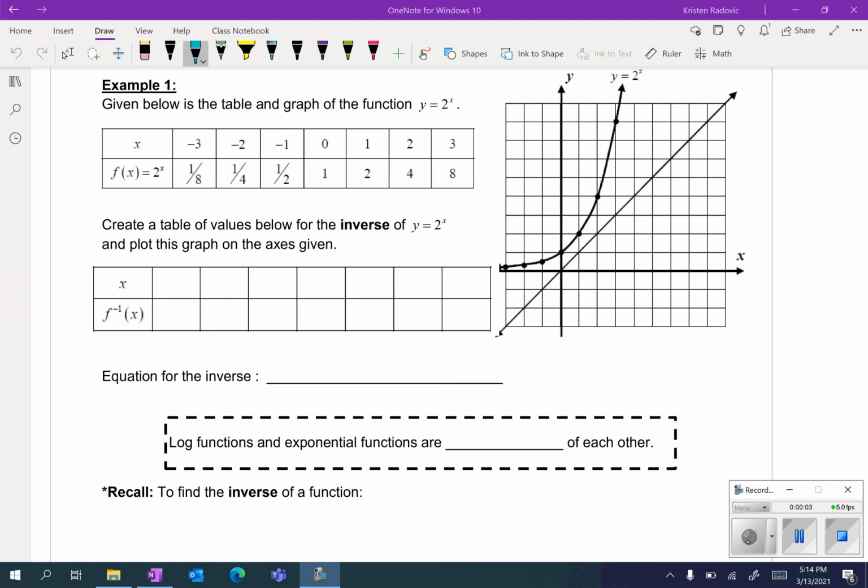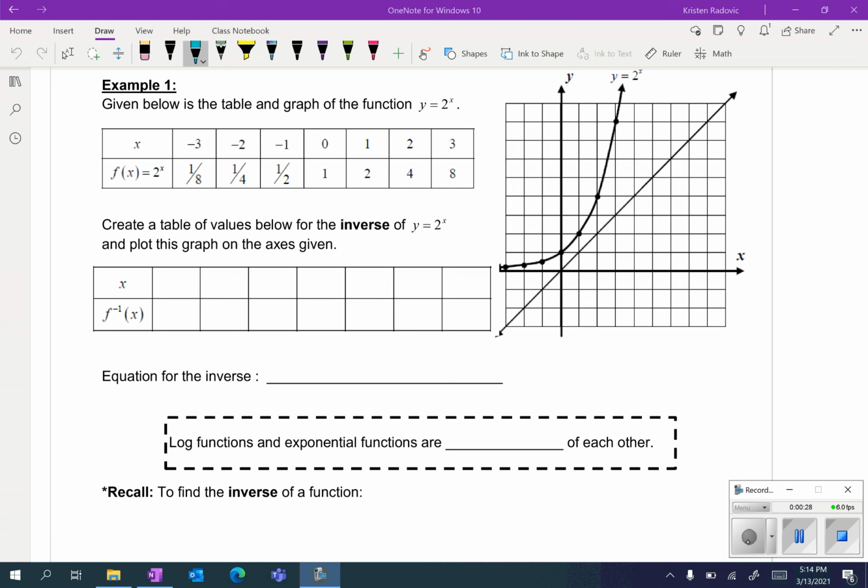Hello, this video is going to introduce you to the graph of logarithms. In the first example, we're given an exponential equation, y equals 2 to the x. We put that equation in our calculator, go to the table, and create a list of coordinates for us to plot. And we get the graph on the right-hand side.